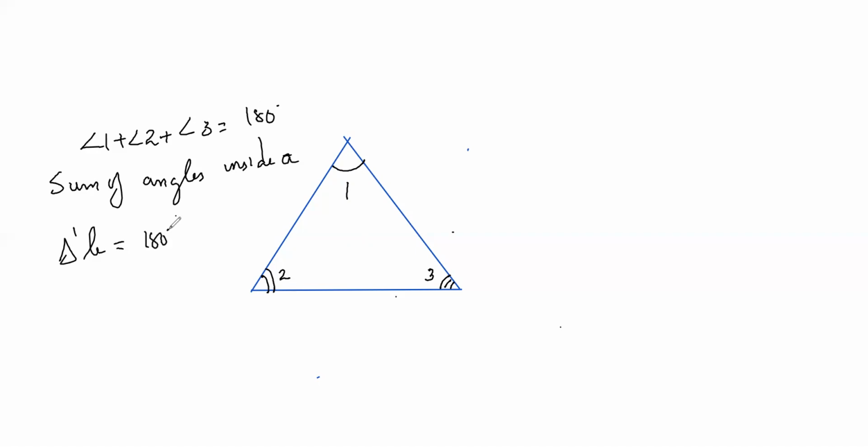So for the second property, what I will do is I will just extend this line. From the third one, correct? Then I will make one more angle, angle 4, big angle. Then I'll write here, angle 4 is what angle? Angle 4 is an exterior angle, correct? It is an exterior angle to the triangle.